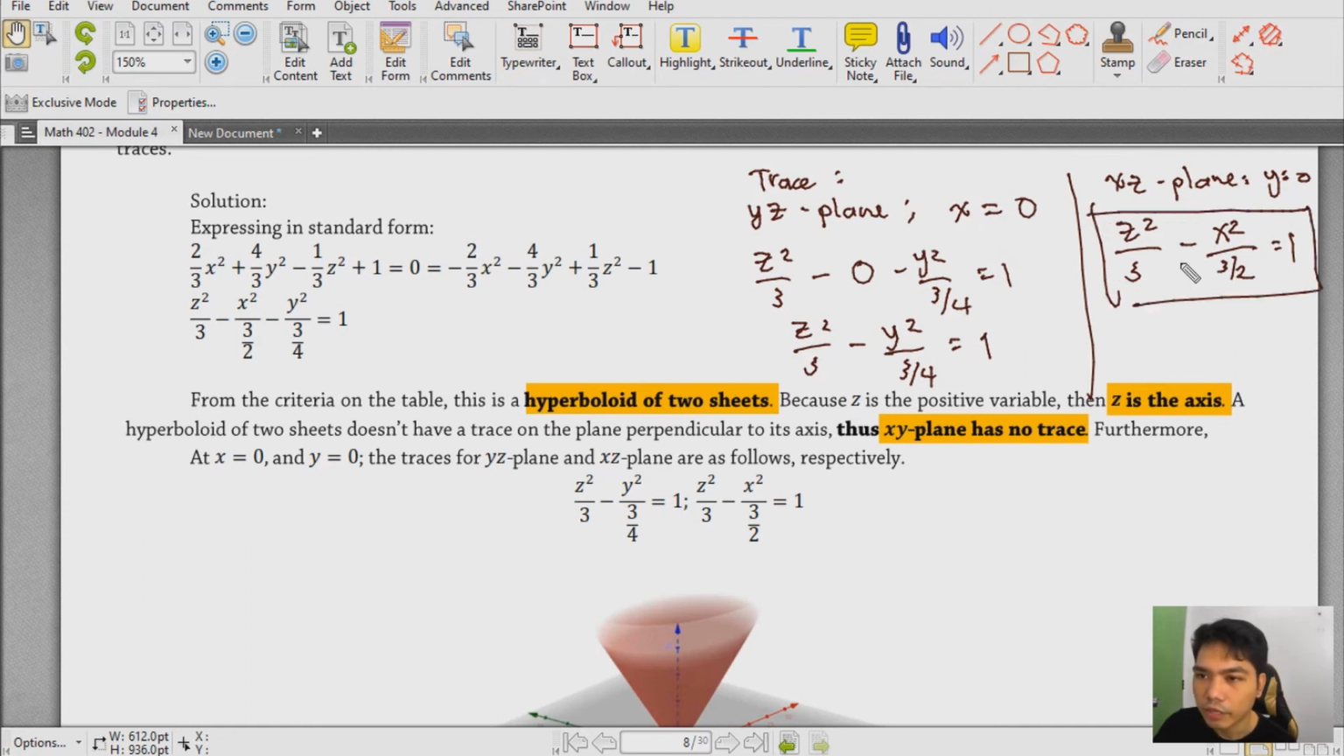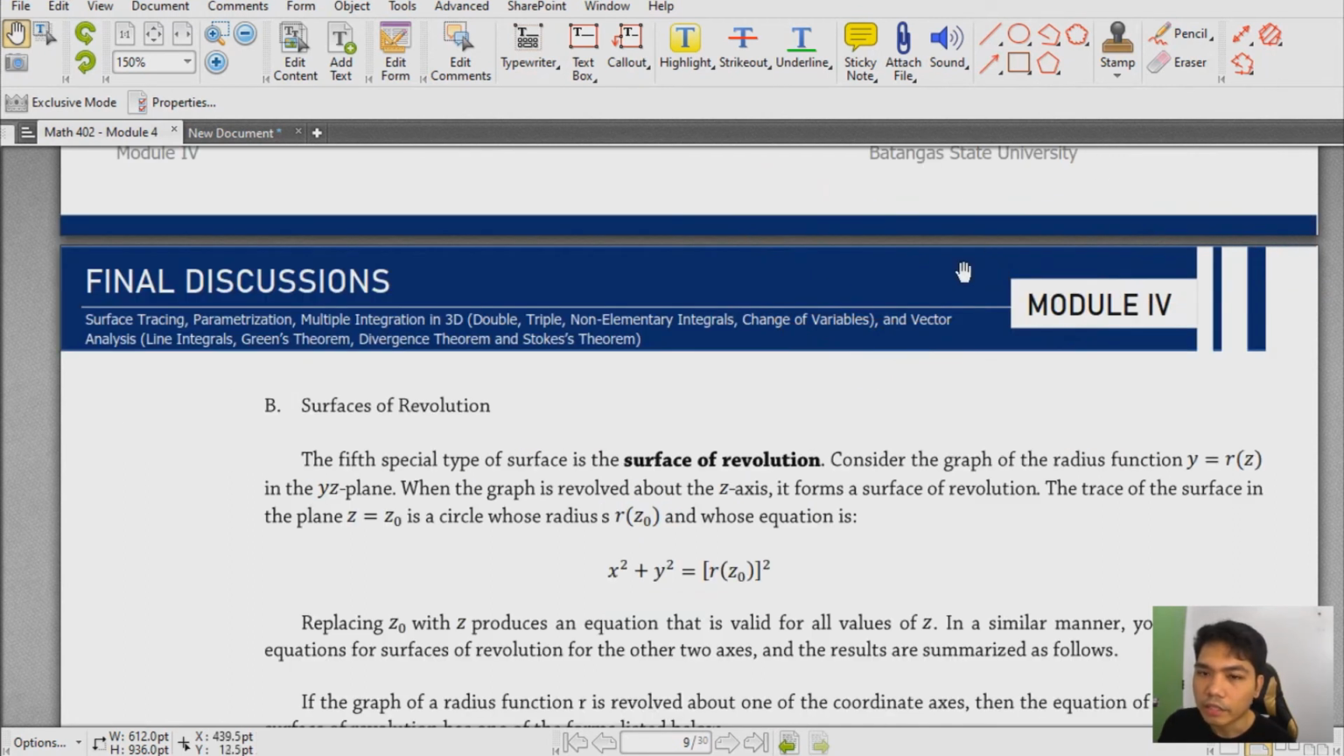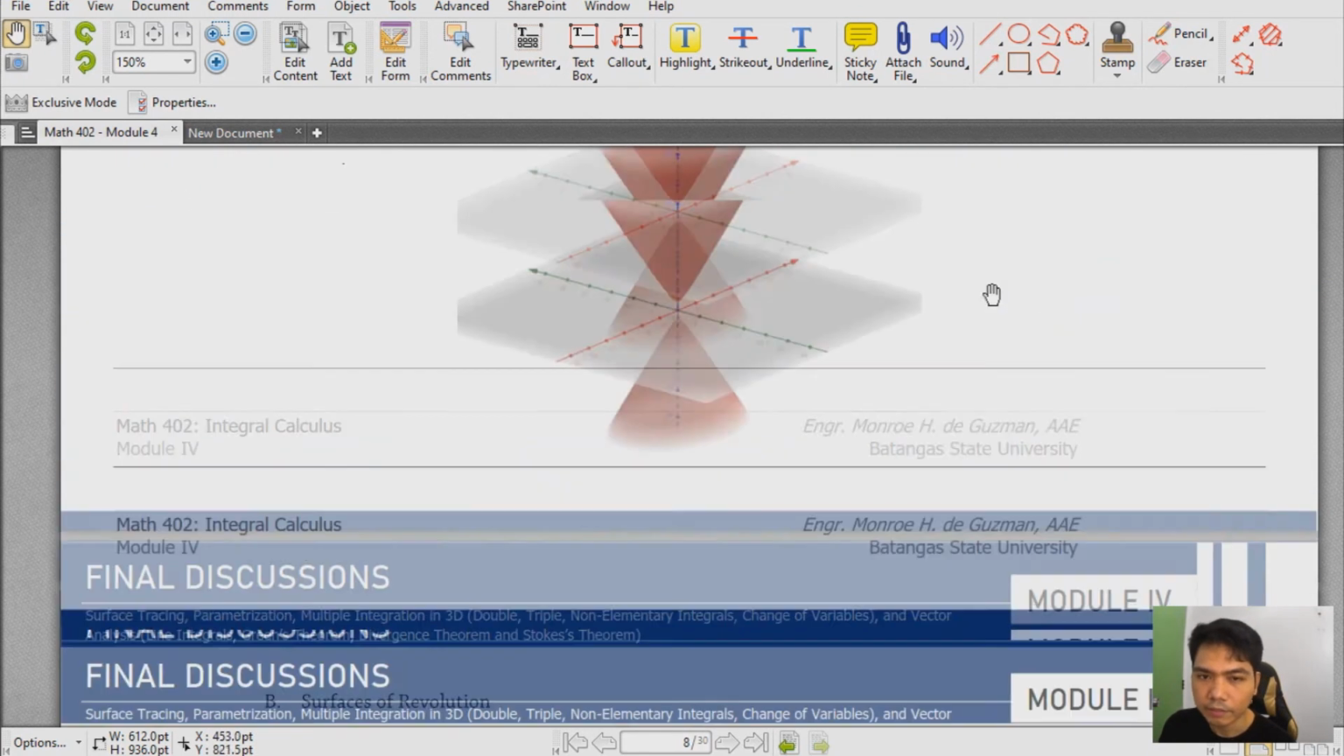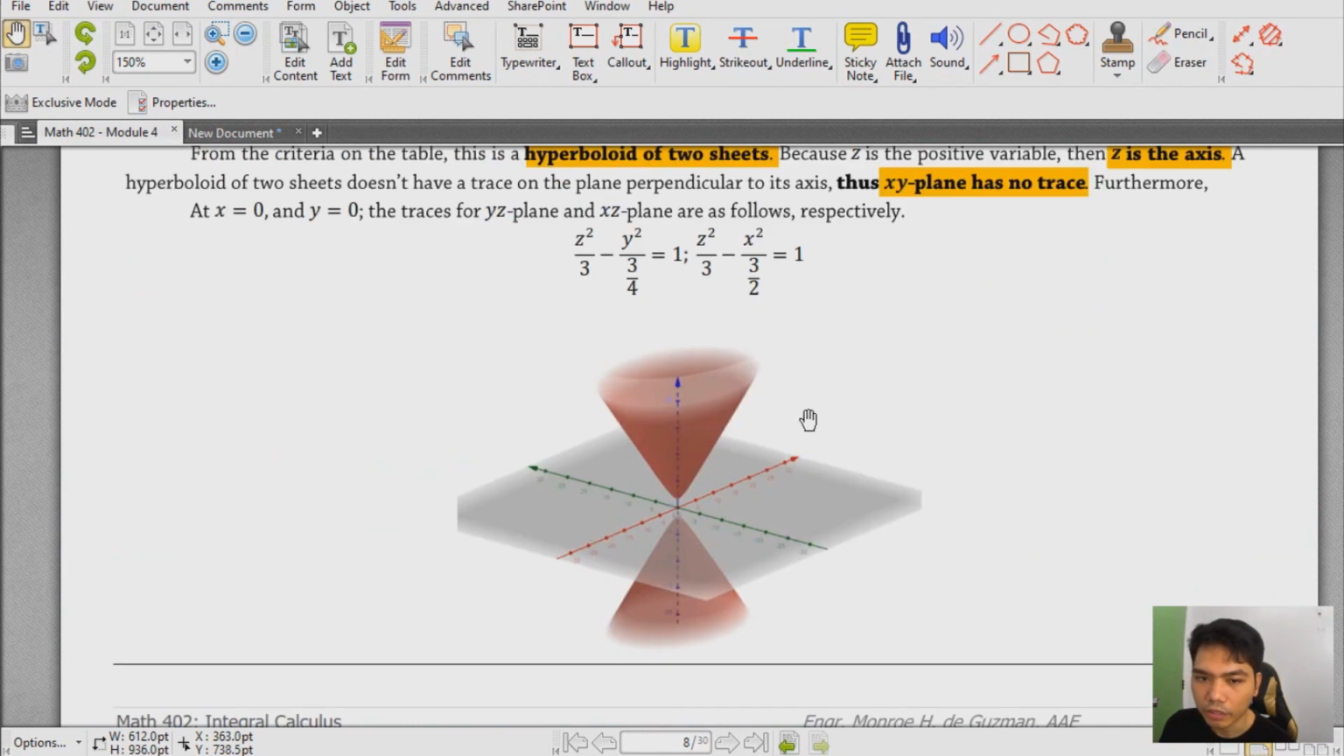So this is the trace for xy and this is the trace for your xz. Okay, so that's it for the quadric surfaces, and this is the figure of that certain quadric surface.